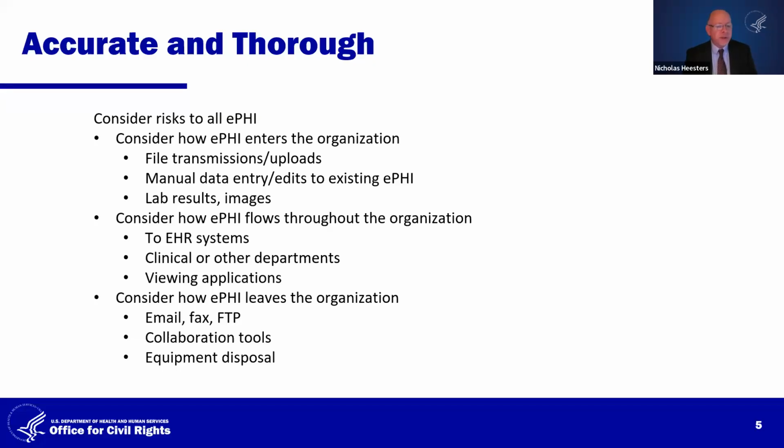So consider the risks to ePHI throughout that life cycle, through the organization, because even though the ePHI may be the same within that life cycle, depending on where it is on that flow, there may be different risks, or perhaps it's the same risk, but there could be a different risk profile, depending on how it's accessed or how it's going to be processed or where it is. So those are things that need to be considered in order to make this an accurate and thorough process.